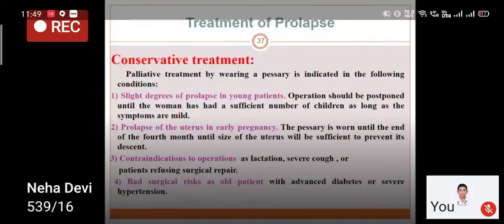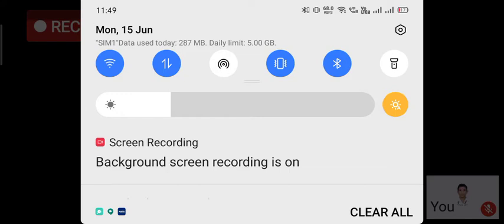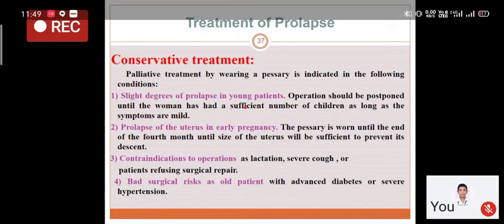It is reserved for patients with a slight degree of prolapse in young patients, where you want to postpone the operation, or the patient does not want surgery now. In a slight degree of prolapse in a young patient, the operation should be postponed until the woman has had a sufficient number of children, because if the patient conceives again and gives birth, your surgery may fail and the prolapse may recur after surgery.